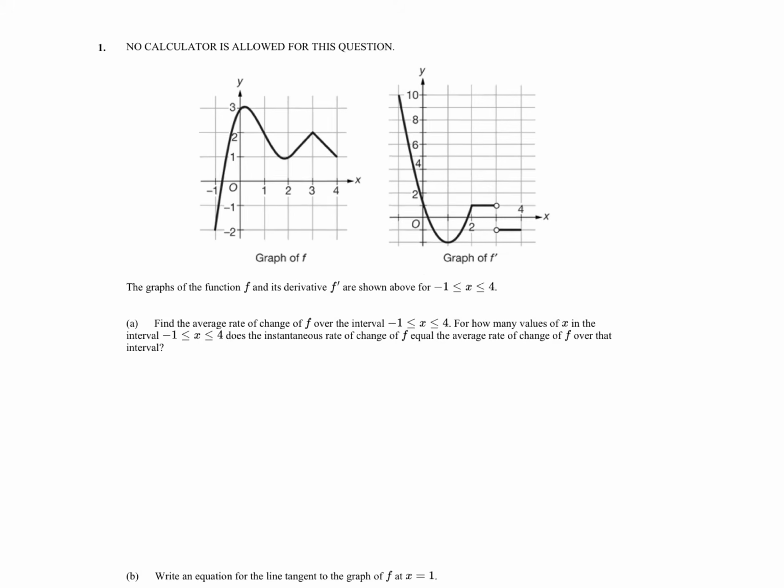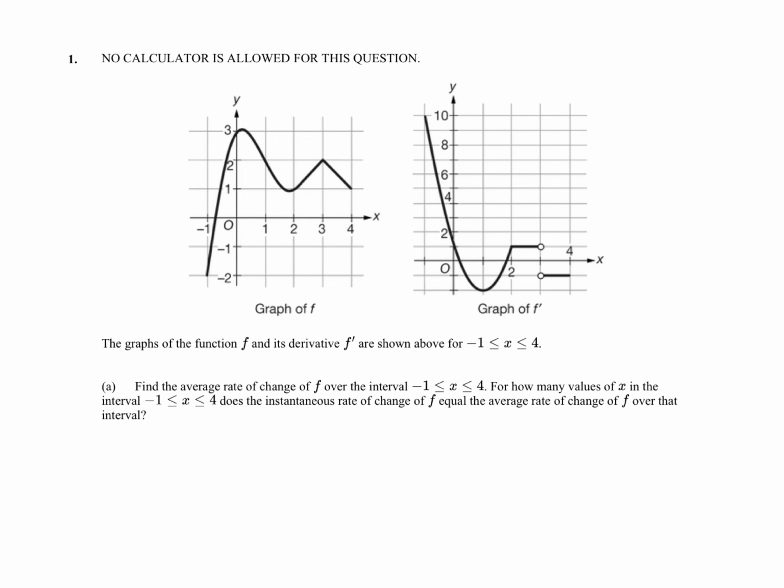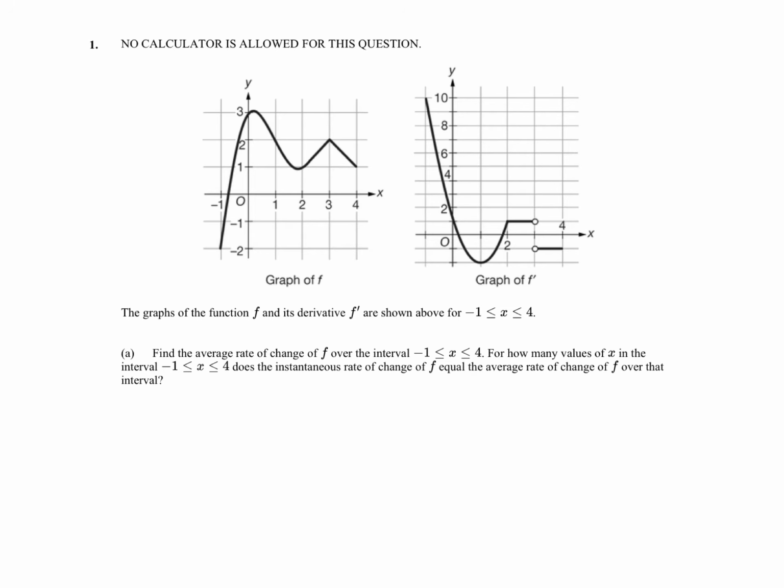Okay, so notice they give us two different graphs, one of f and one of f prime. So we've got to be real careful which graph to use in which situation. Okay, so they say the graphs of f and its derivative f prime are shown above for x between -1 and 4. Find the average rate of change of f over the interval from -1 to 4.